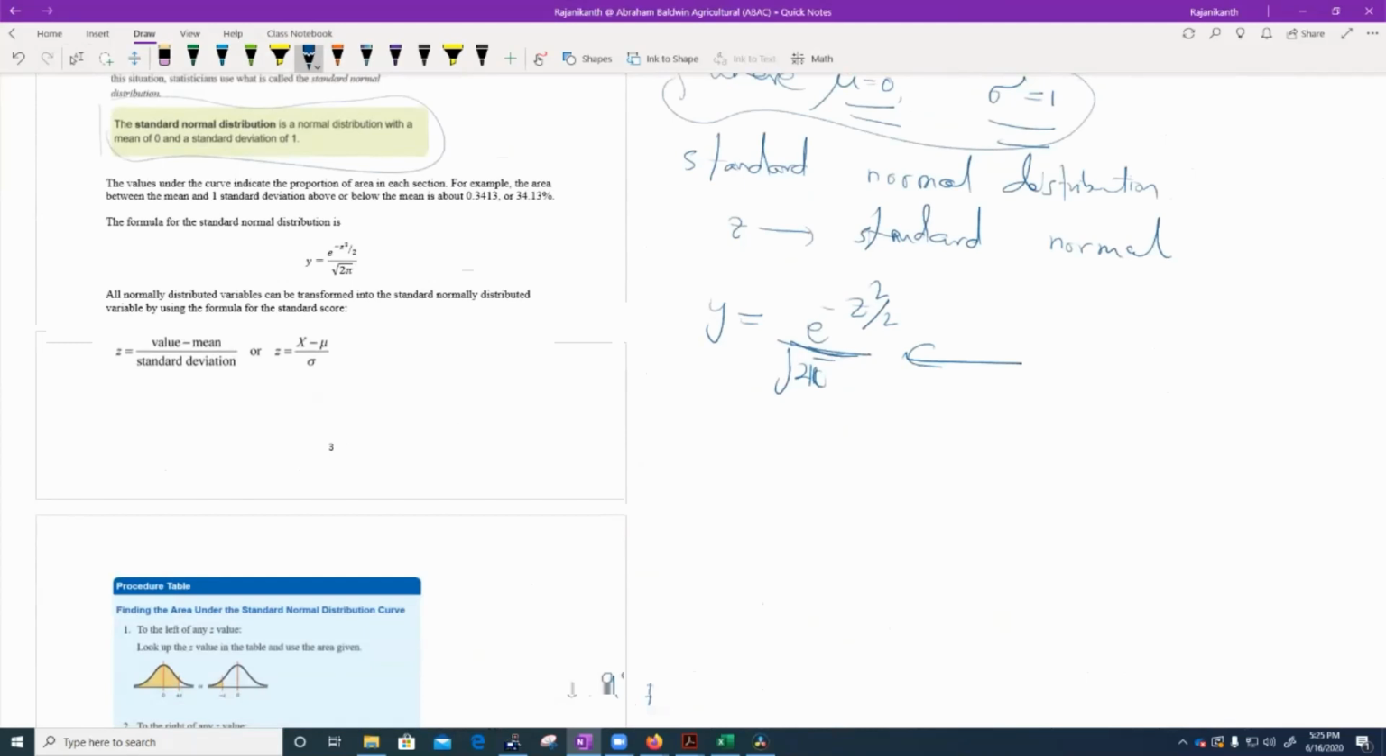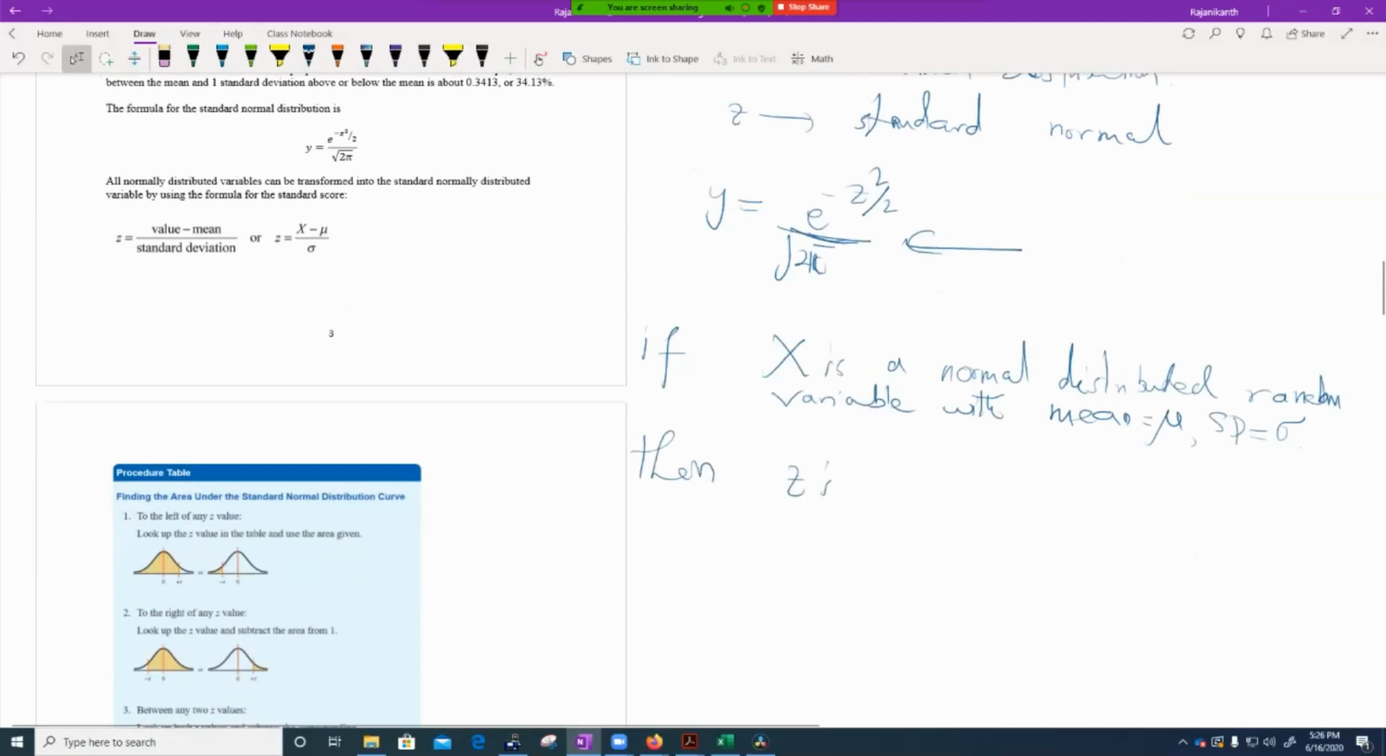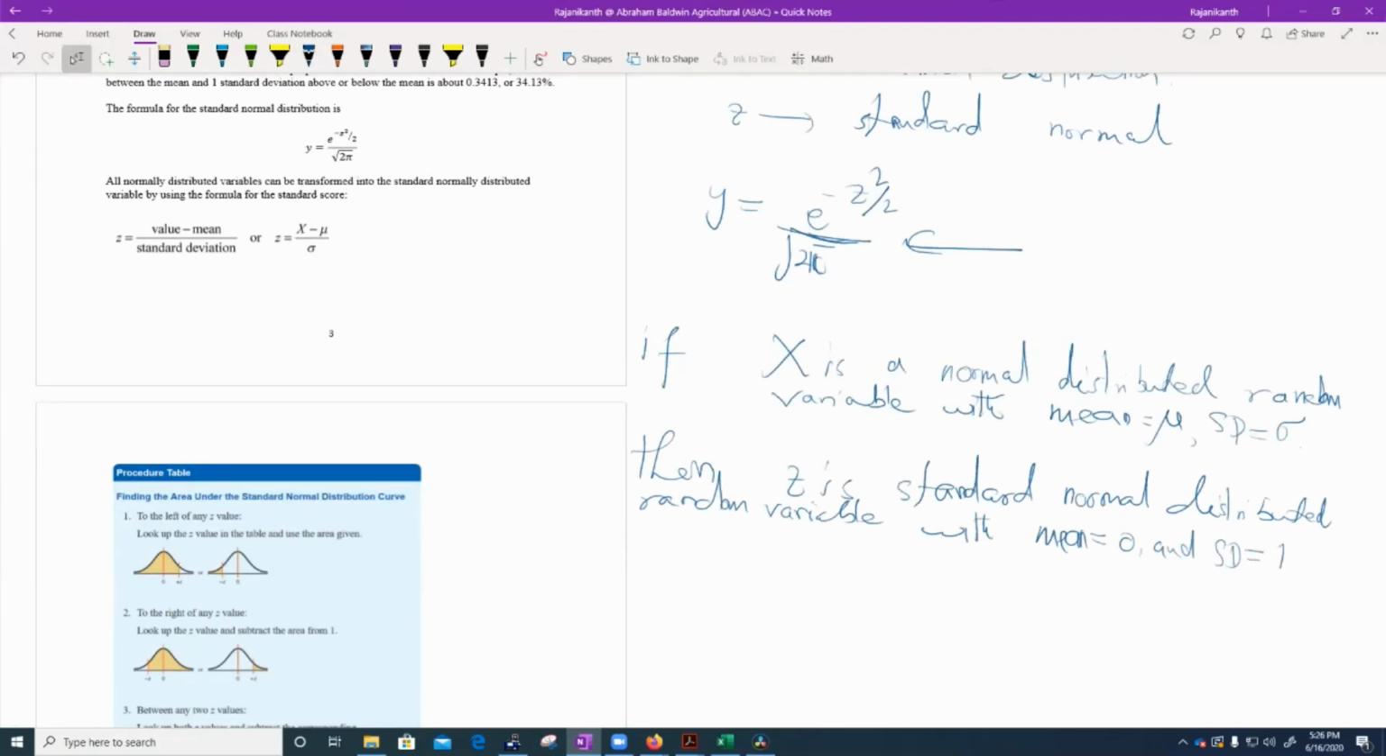Okay, now this is the catch. If x is a normally distributed random variable with mean mu and standard deviation sigma, this could be any numbers, then little z is a standard normally distributed random variable with mean 0 and standard deviation 1.